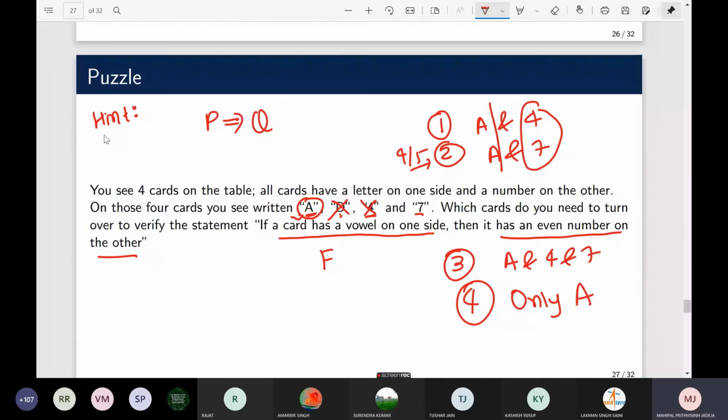If you remember, in the very first lecture we derived something which is equivalent to P implies Q, using negation and implication. It is called the contrapositive statement of the given statement, right? Do you agree? So what will be the negation Q implies negation P? If a card has an odd number on one side, it cannot have a vowel on the other side.